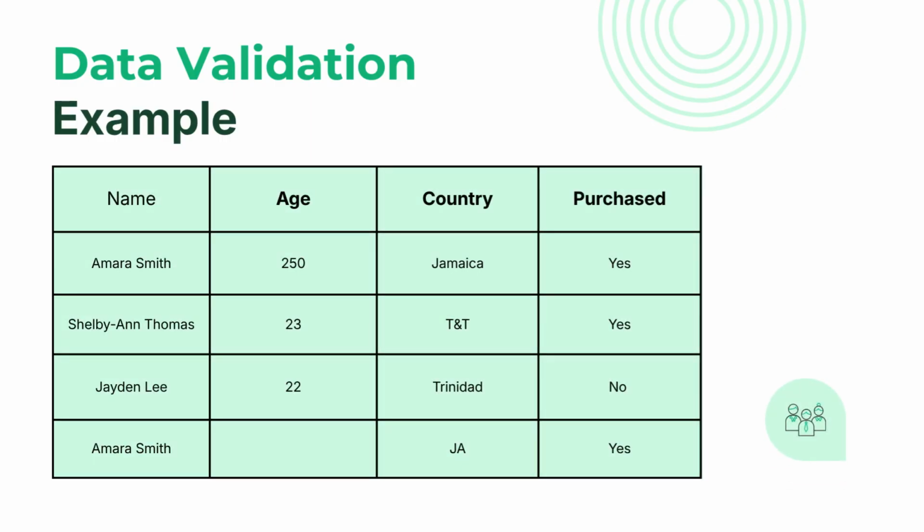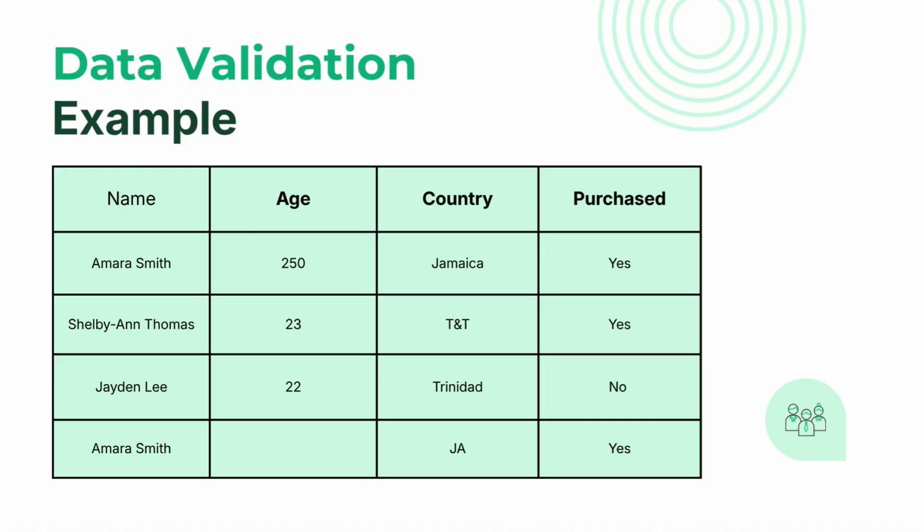Let's take a quick look at an example. Imagine a small dataset with four rows. Amara Smith, age 250, from Jamaica, purchased yes. Shelby Ann Thomas, age 23, from TNT, purchased yes. Jaden Lee, age 22, from Trinidad, purchased no. And Amara Smith again with no age listed, from JA, purchased yes.